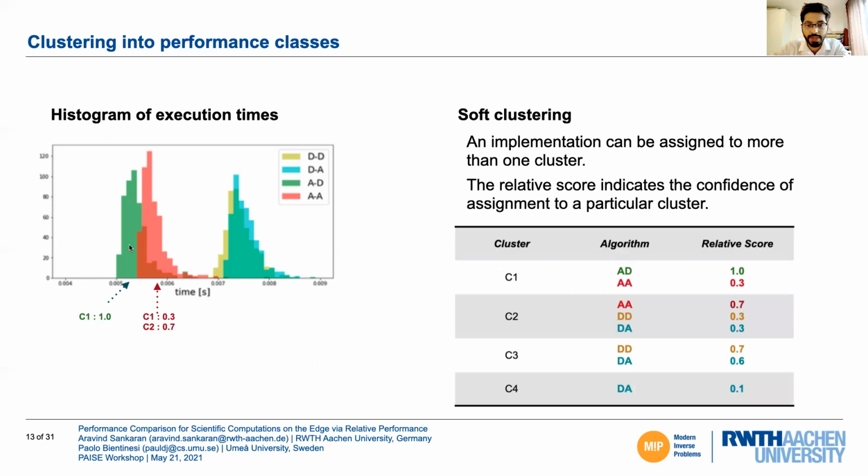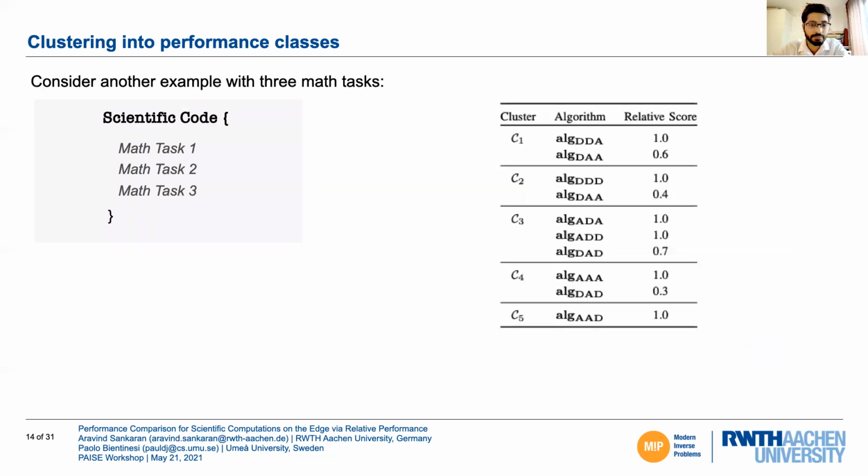Therefore, what we thought would make more sense is a soft clustering, where a candidate can be assigned to more than one cluster. So we are aiming for something like this. That is, the distribution red here belongs to cluster 1 with confidence 0.3 and cluster 2 with confidence 0.7. So every algorithm is going to have these soft scores. I'll tell you how we get this table in the coming slides, but for now, let's just remember that we are aiming for a soft clustering where a candidate implementation can belong to more than one performance class.